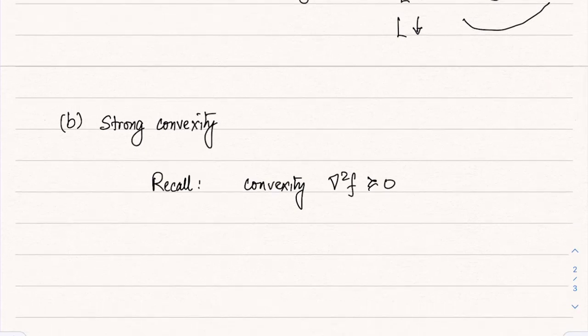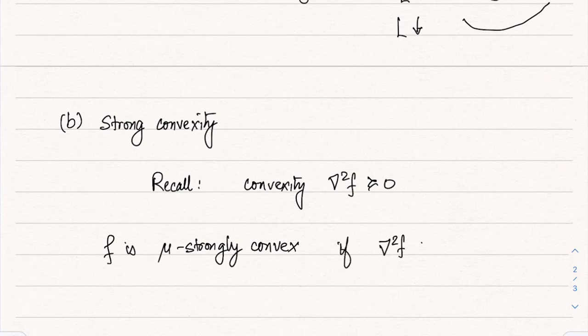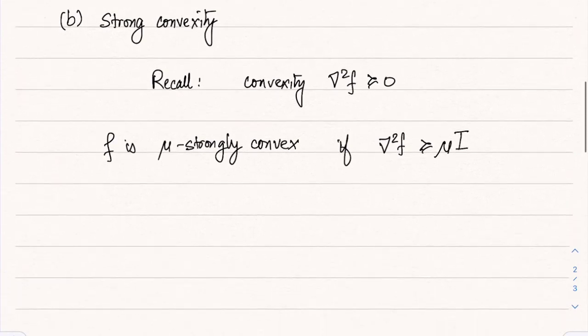Now strong convexity, or mu strongly convex. A function f is mu strongly convex if the Hessian of f is more positive definite than mu times identity. So this is the mu strong convexity. Obviously mu equal to 0 means the regular definition for convexity, and for mu greater than 0, this is a stricter, stronger requirement. So such a function is said to be mu strongly convex.